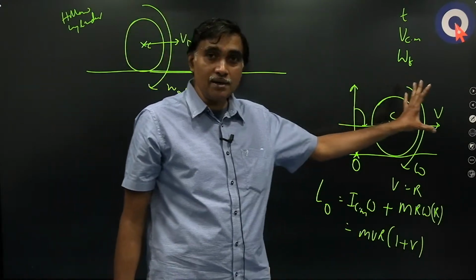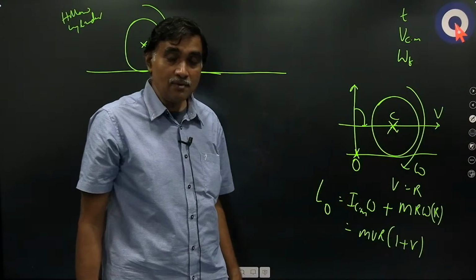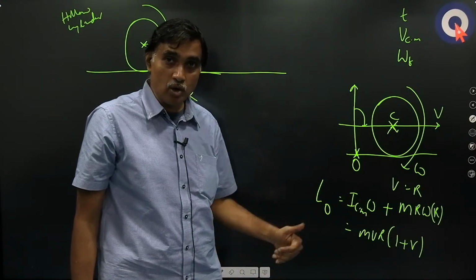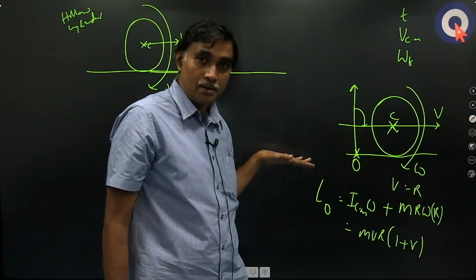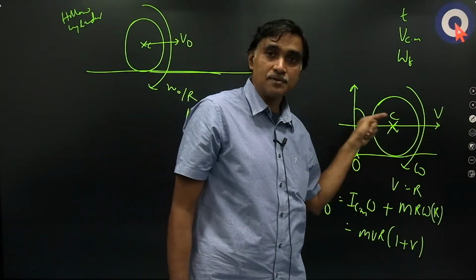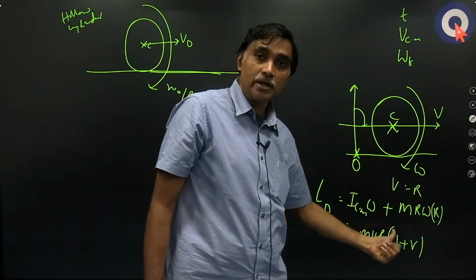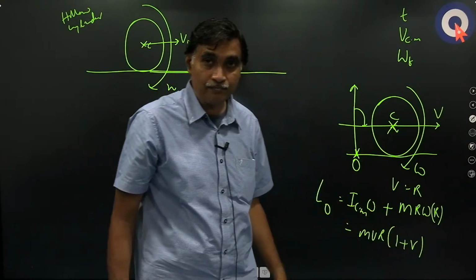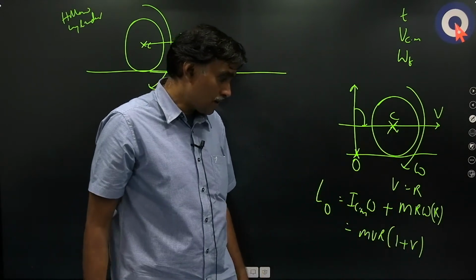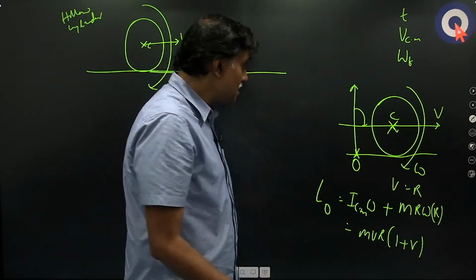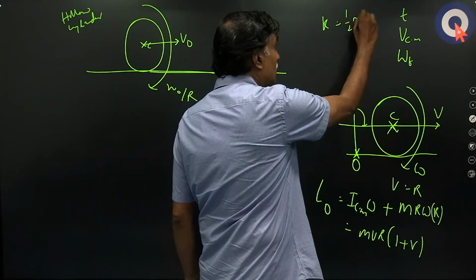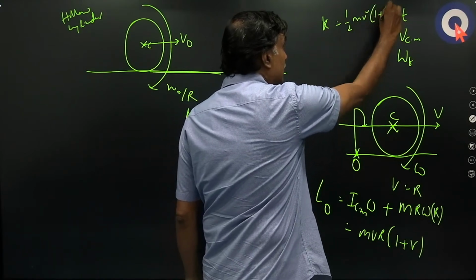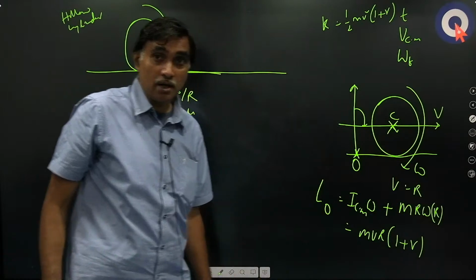So when a body is rolling on a fixed surface, then the angular momentum of that body about any point which is passing through point of contact and parallel to velocity of center of mass is given by mvr into 1 plus gamma. And kinetic energy I have told already earlier, it is half mv square into 1 plus gamma. This is kinetic energy when a body is rolling on fixed surface.